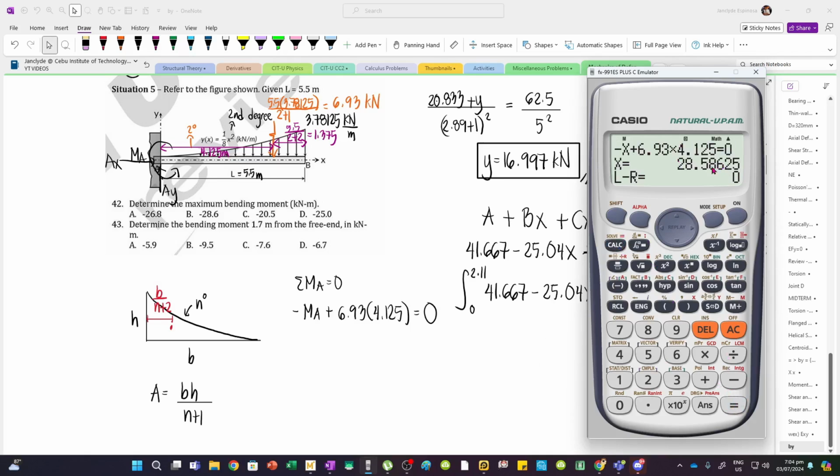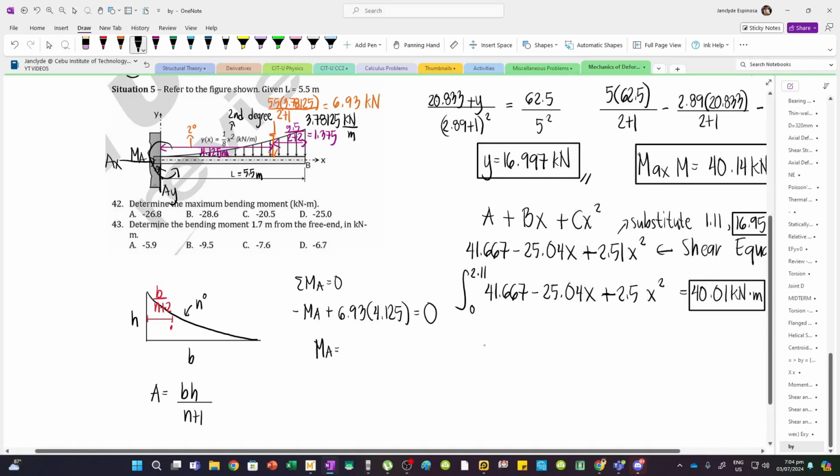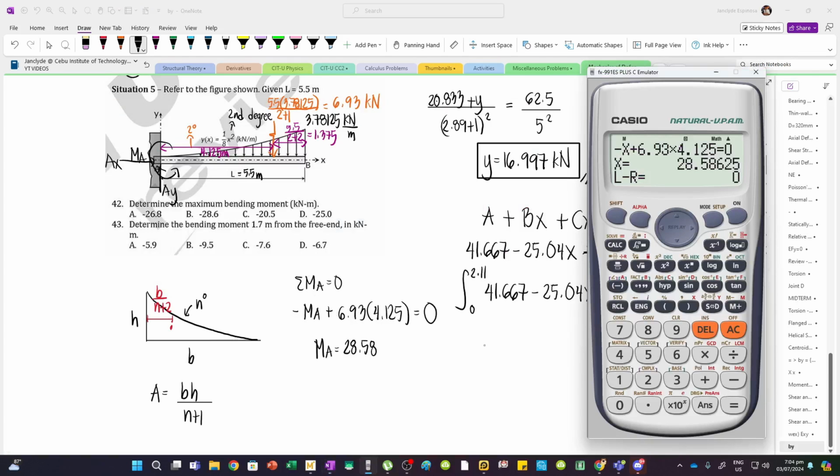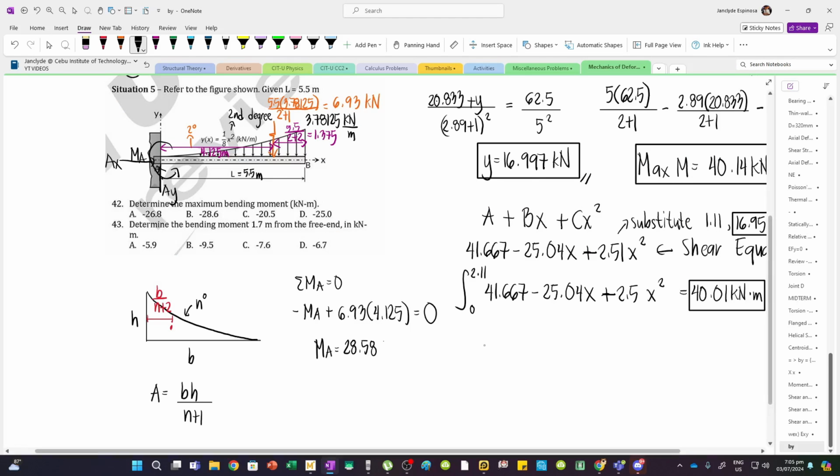So our maximum moment is, MA equals 28.586 kN·m. And since we assume that it is counterclockwise, then this is our direction. And that's why here we have a negative sign, because of counterclockwise.